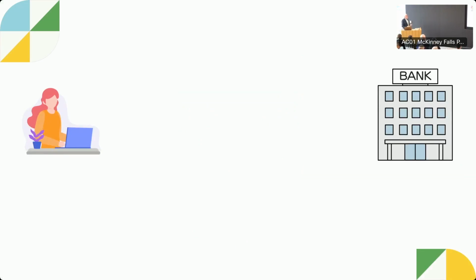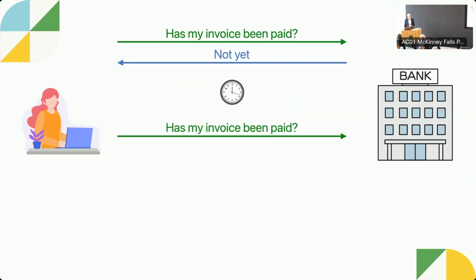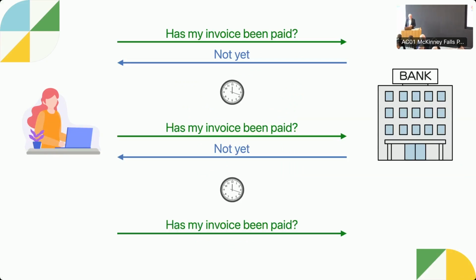So one way you could do that is you could check with the bank. You could go, hey bank, have I been paid yet? And the bank would say, not yet. Wait a bit. Hey bank, have I been paid yet? Not yet. Wait a bit. Hey bank, have I been paid yet? Yeah, you've been paid $12.57. So that's one way that we could do that. And this is a mechanism that's called polling.